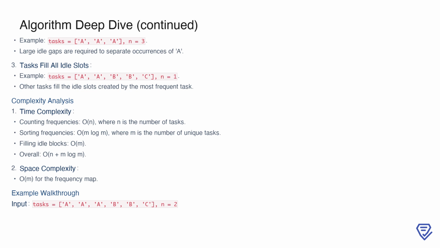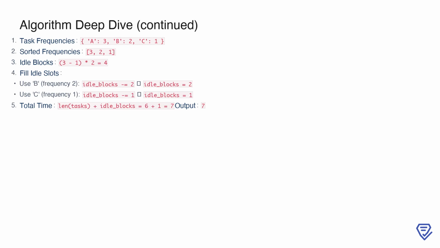Let's now look at a specific example to see how this works in practice. Consider the input tasks equals a, a, a, b, b, c, with n equals 2. First, we calculate the task frequencies, which are a: 3, b: 2, c: 1. Sorting these frequencies gives 3, 2, 1. The task with the highest frequency is a, which appears 3 times.